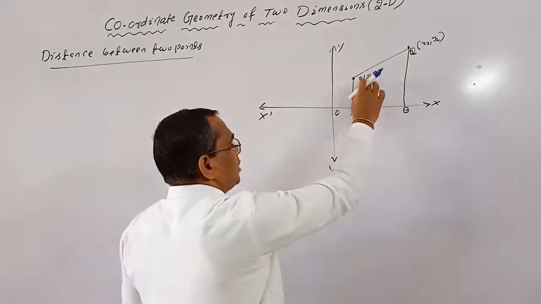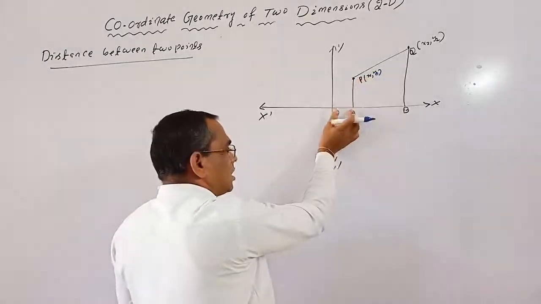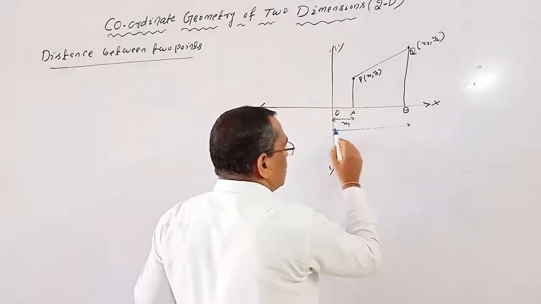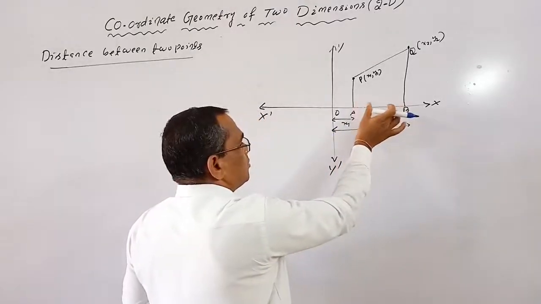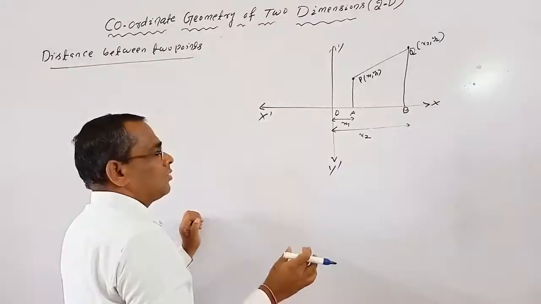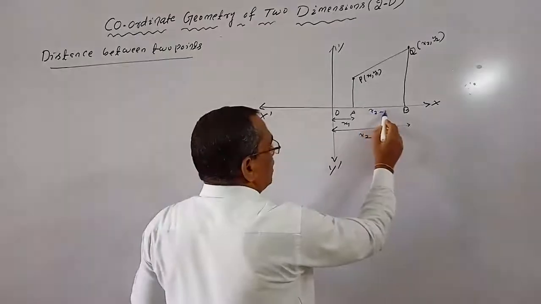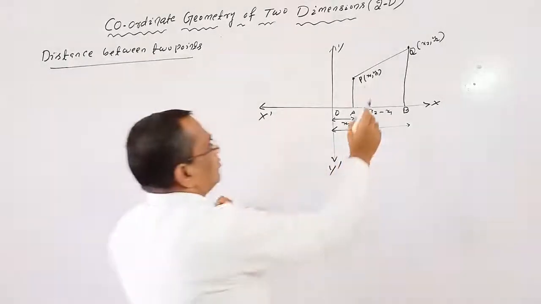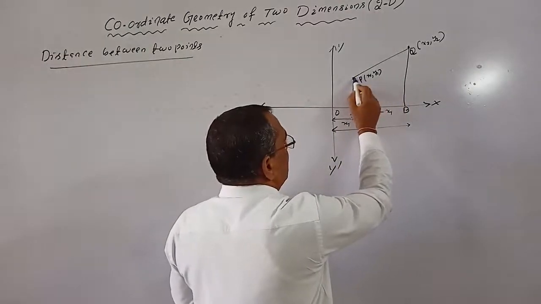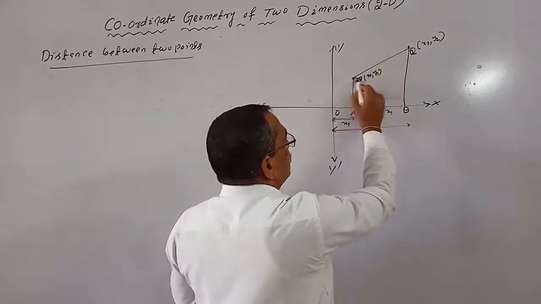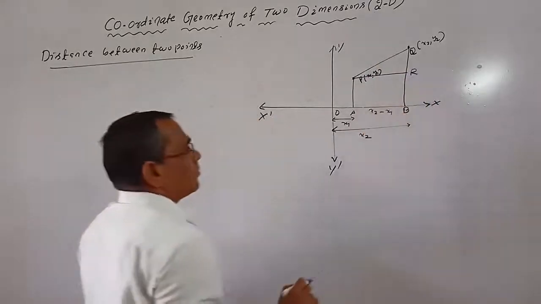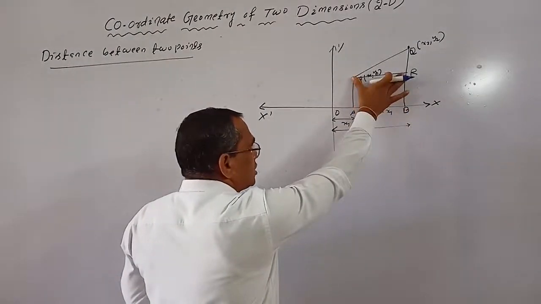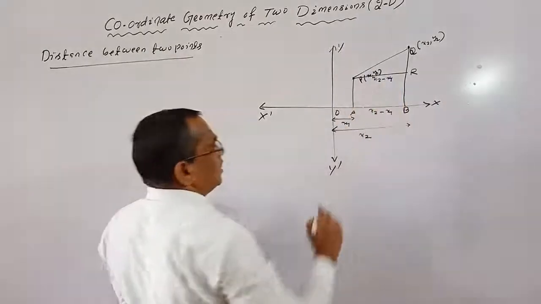Since the x coordinate of P is x1, its distance is x1, and from the origin to the point B, its distance is x2. So the total distance from A to B is x2 minus x1. Okay. So this distance A to B is x2 minus x1. So we find the distance from P to Q. Here we draw another perpendicular line from the point P on QB. Okay. So its distance is x2 minus x1, and likewise this distance is also x2 minus x1.